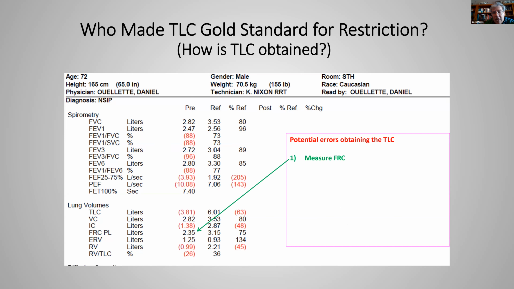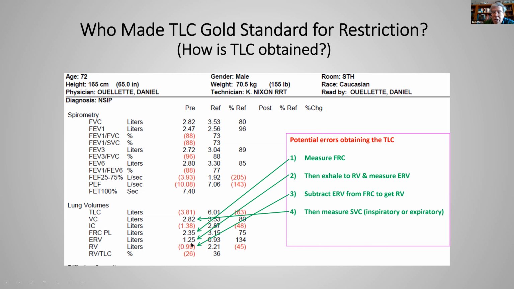Well, first of all, we measure the FRC. We've already told you that in the very first slide we started out with. We measure the functional residual capacity in the body box or with the nitrogen method through panting maneuvers or whatever. And then we have the patient exhale to RV, and we measure the patient's expiratory reserve volume right here. Then we subtract that expiratory reserve volume from the FRC to get the RV. At that point, we measure a slow vital capacity. It can be done either as an inspiratory maneuver or an expiratory maneuver. And then we add that SVC to the RV to get the TLC. So there are a lot of steps in there.